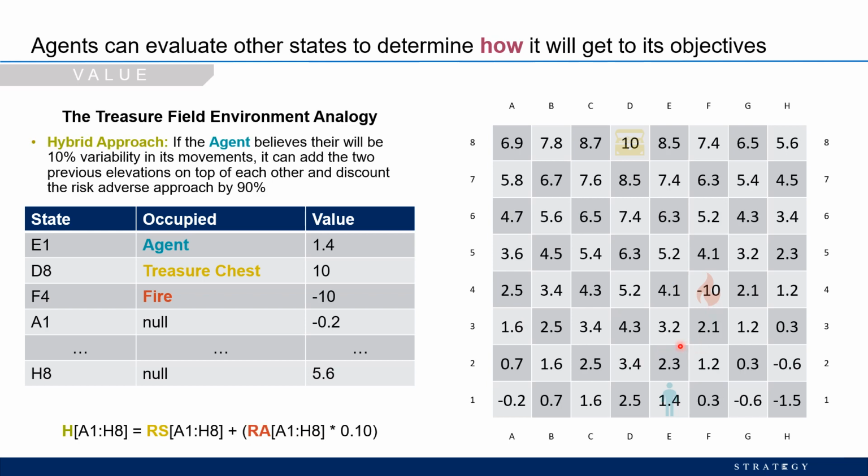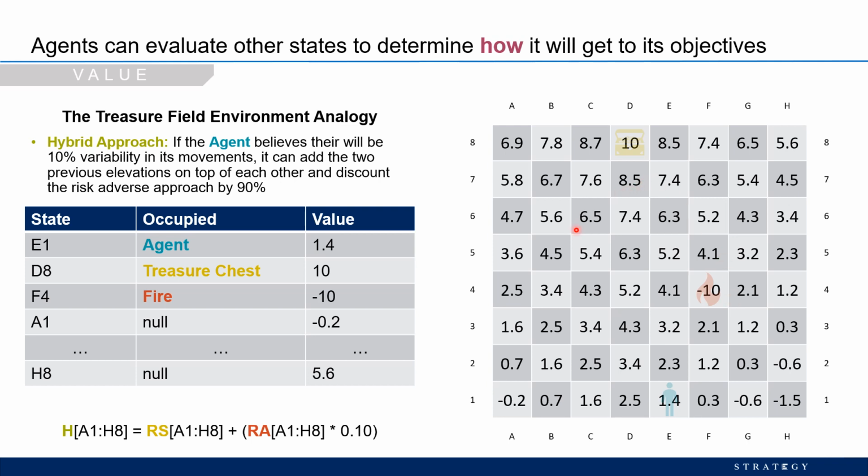Finally, we can get a little bit more tricky. I'm going to call this the hybrid approach, and we're going to take a combination of the reward seeking approach and the risk-averse approach. I'm going to make the assumption that 90% of the time, the agent will move to wherever the desired location is. However, 10% of the time, it will move in a random direction. Therefore, 90% of the time, we do want to take the quickest path to the treasure chest, but we do want to account for that 10% variability of where we want to avoid it running into the fire.